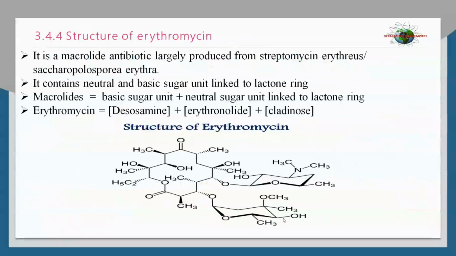Coming to the structure of erythromycin, it is a macrolide antibiotic largely produced from Streptomyces erythreus or Saccharopolyspora erythrea. It contains neutral and basic sugar units linked to the lactone ring. Macrolides equal basic sugar unit plus neutral sugar unit linked to the lactone ring. Erythromycin has desosamine plus erythronolide and cladinose. So this is the structure of erythromycin.